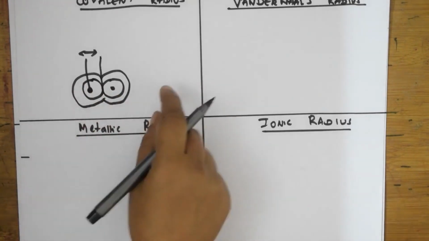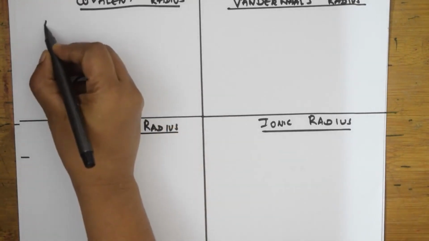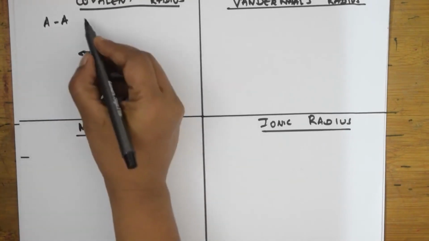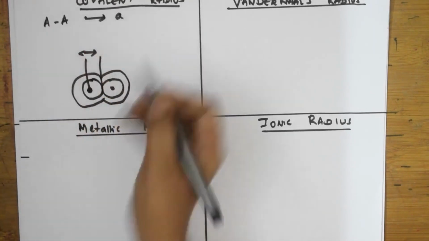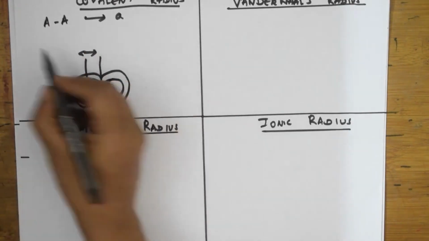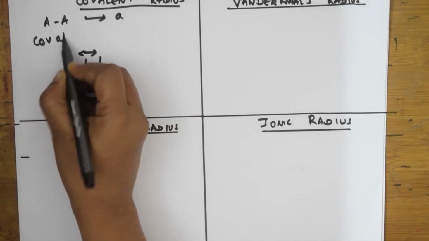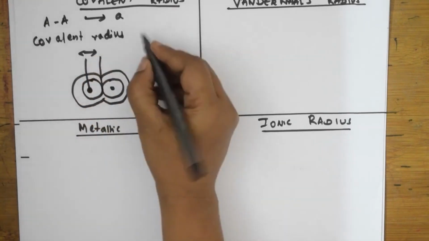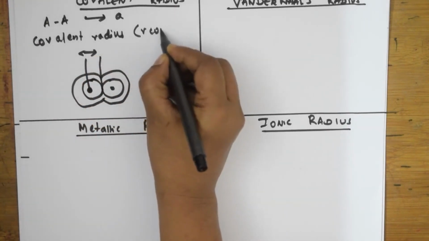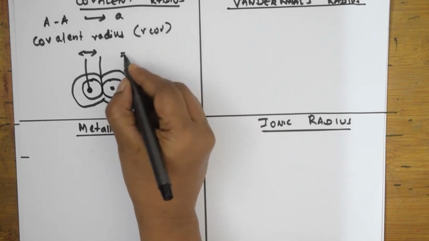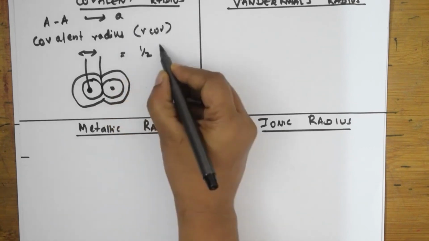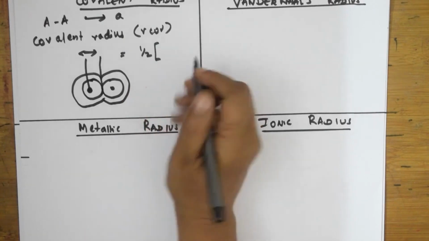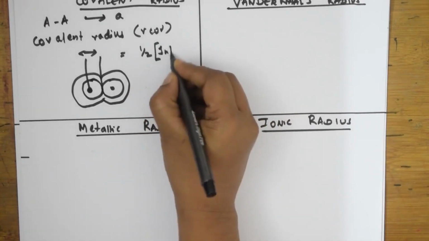Suppose the bond length between two atoms is A, small a. These are two atoms, AA is small a, and I'm going to take this as small b. Then what is the formula for finding covalent radius? Covalent radius is denoted by R covalent. It is given by half into the internuclear distance between two covalently bonded atoms. I'm writing that.